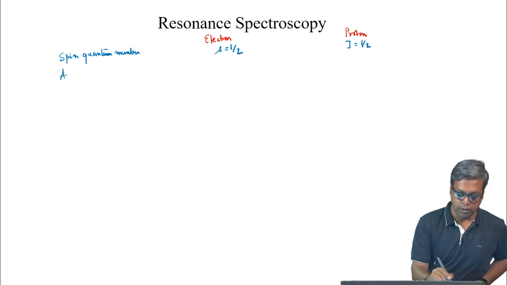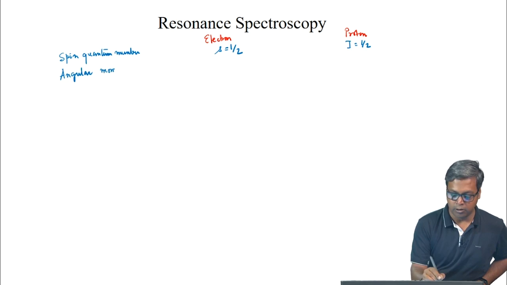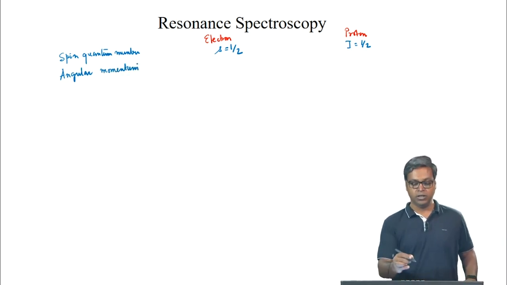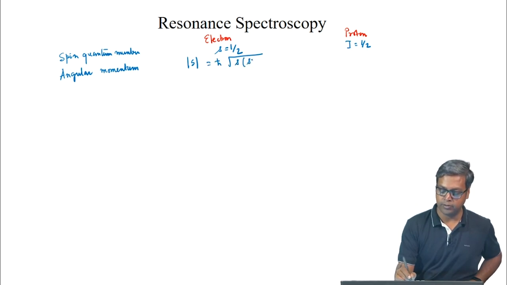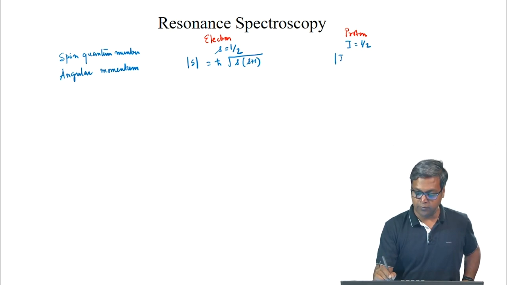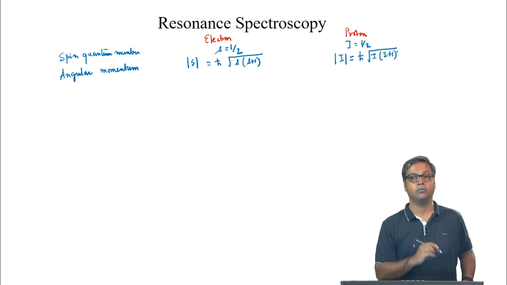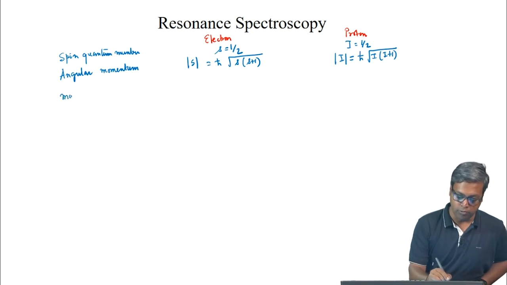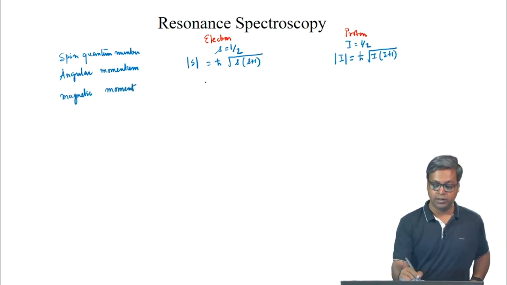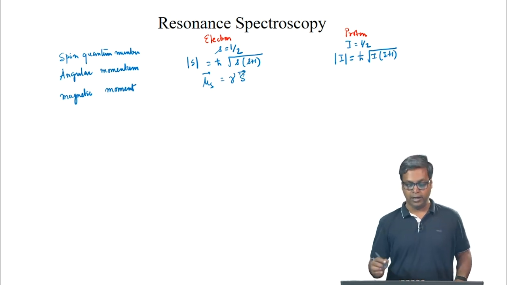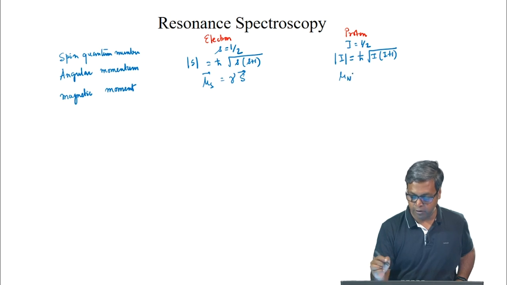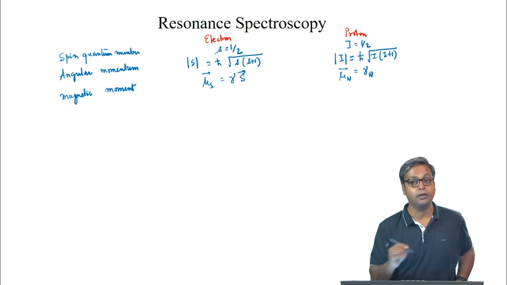Now, if we compare the angular momentum, so here the modulus of S equals h cross root over S times S plus 1, and here the modulus of I equals h cross root over I times I plus 1. Now, we have also talked about something called magnetic moment. So, the magnetic moment, that is mu s, is given by gamma s, and in proton we write this as mu n, n for the nucleus, which is given by gamma n I.